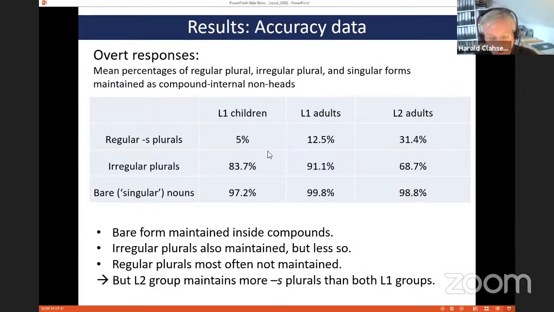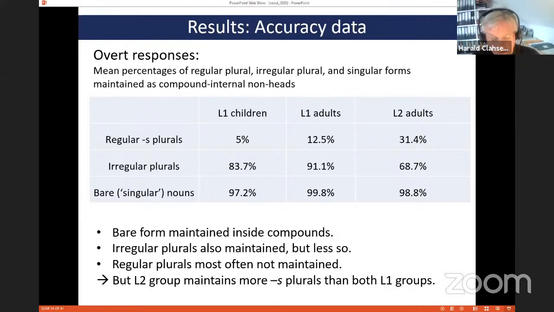This table shows mean percentages of regular plural, irregular plural, and singular forms maintained inside compounds. So when it says 5%, this means they were presented with something like feed ducks, and then they said ducks feeder in 5%. They actually said duck feeder in 95%, even though they were presented with feed ducks. Okay, this is how to read the table.